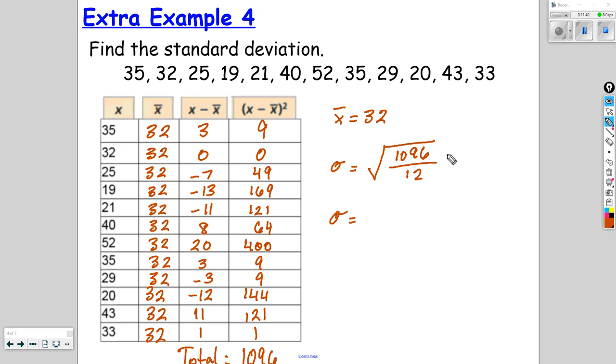Now, when we take the square root of that quantity, we get about 9.6. So in this data set, using that 68, 95, 99 rule, 68% of the population should be within about 10 years of the average age.